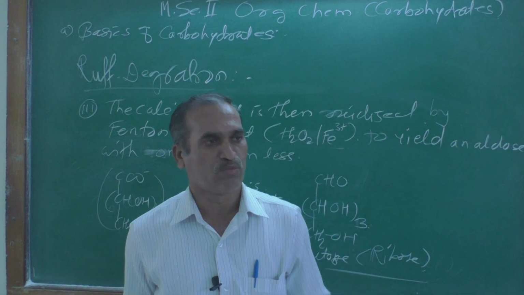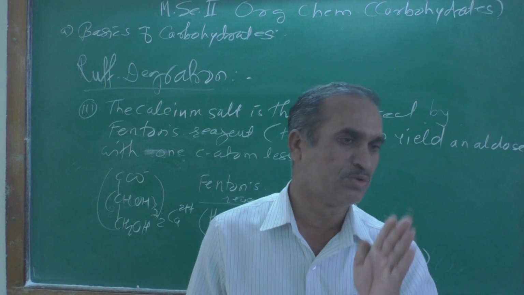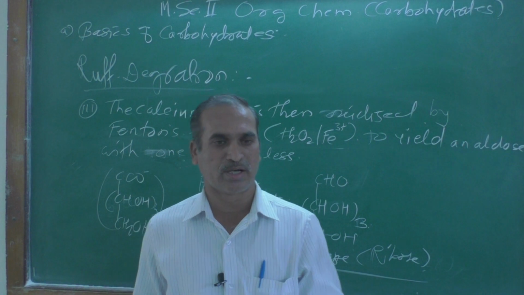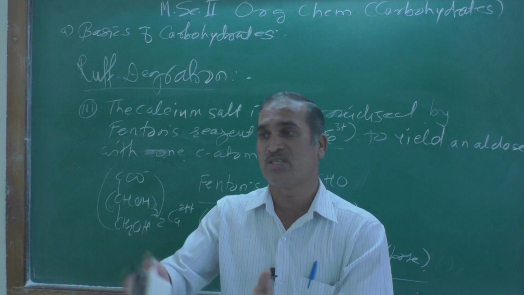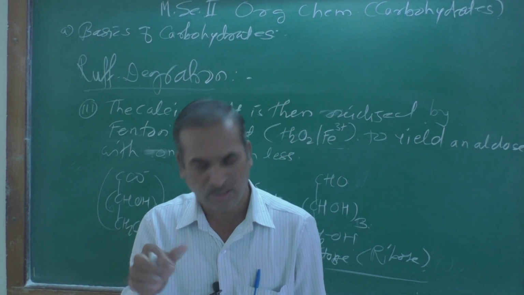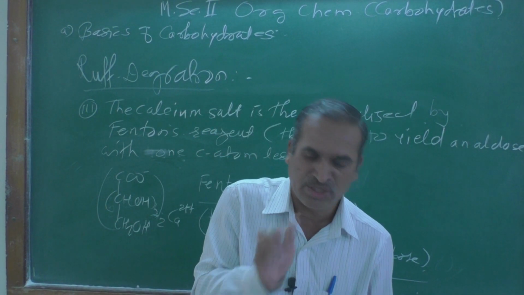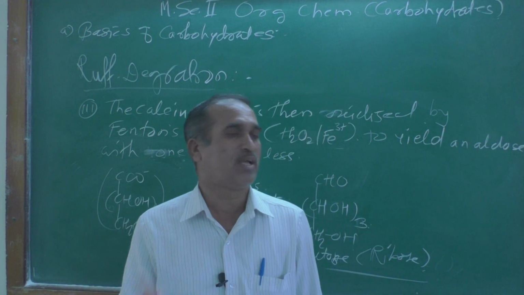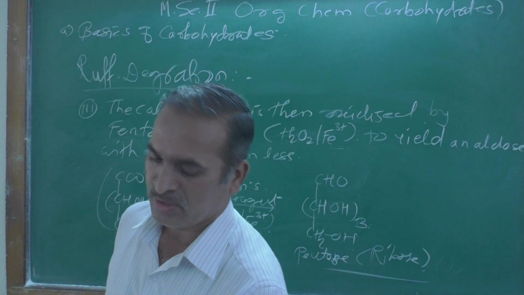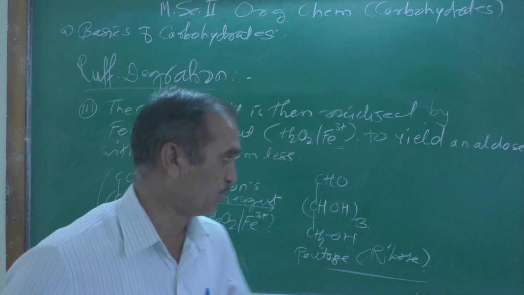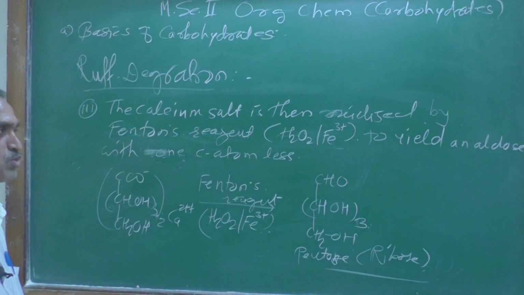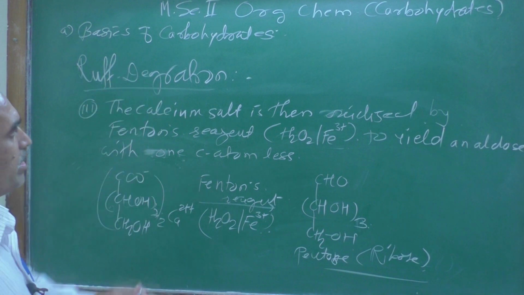In this way, what conclusion can we draw from here? Generally there is a decrease of one carbon atom, or shortening of the carbon skeleton, in this particular process, and that's why this process is named Ruff degradation. I think by now you understand what is meant by Ruff degradation.